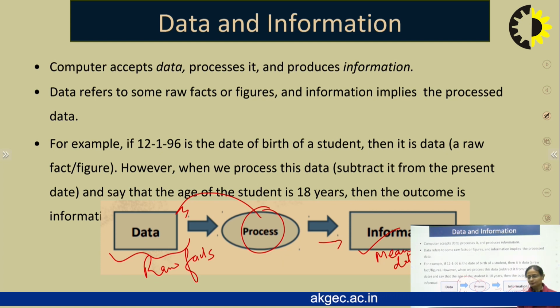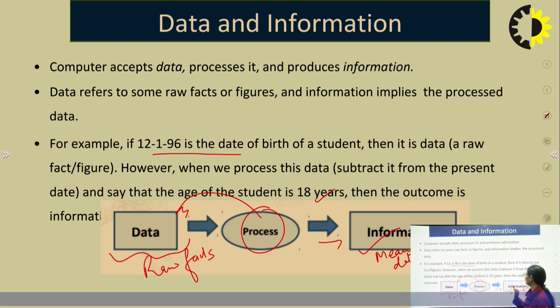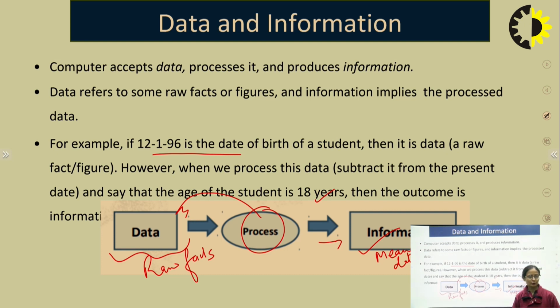For example, the date of birth of a student is data. It is raw. However, when we process that data, for example, if I want to compute the current age of the student, then I am doing certain processing over it. So it comes out, for example, to be 18 years, then the outcome is information.